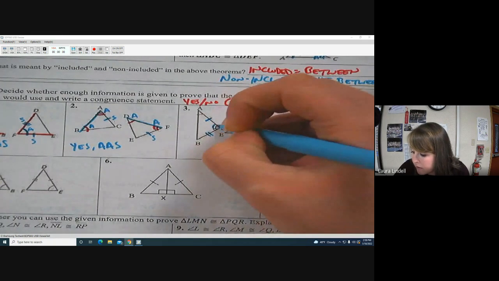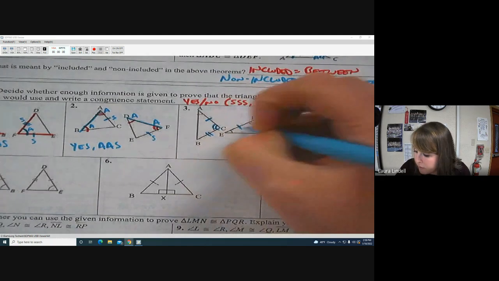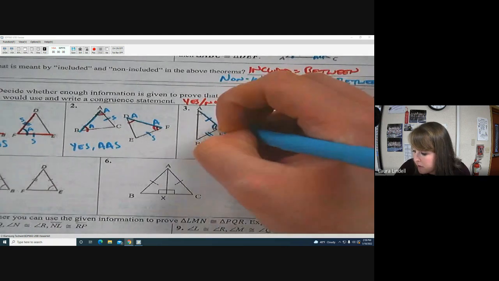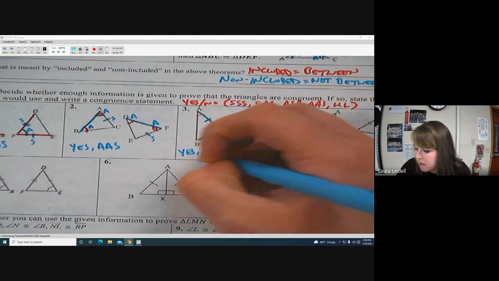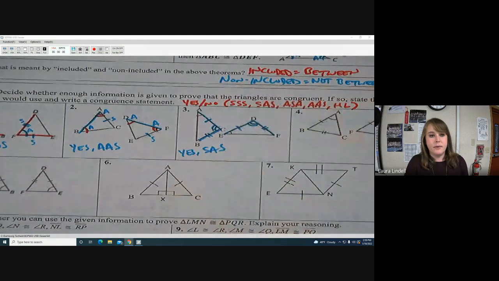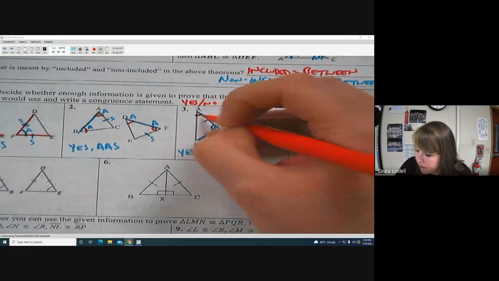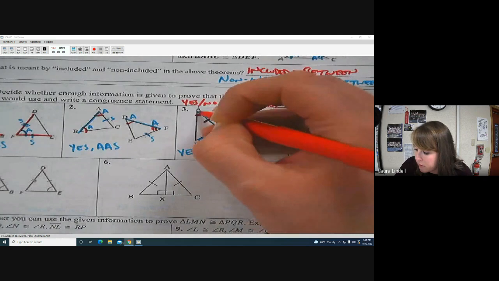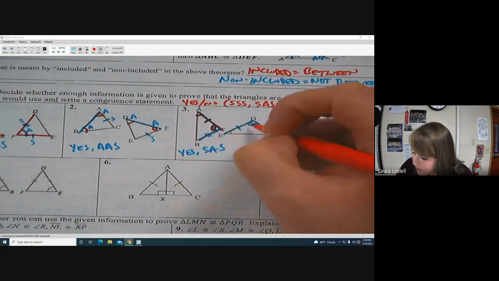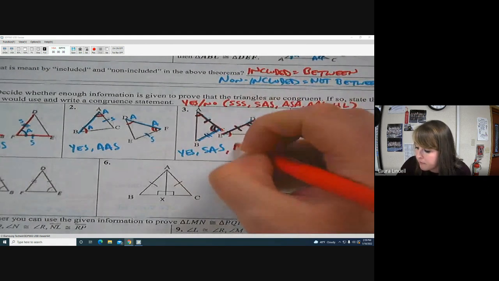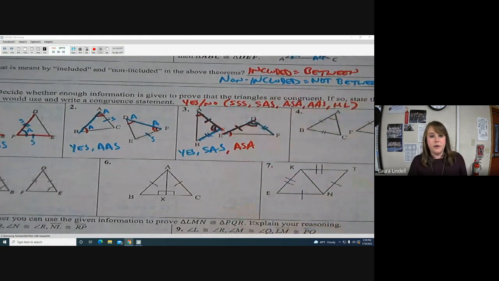So SSS isn't going to work, but I can see an SAS situation going on where we have these two sides and this angle included. These two sides and this included angle. We do have a side, angle, side situation here. So we can say yes, SAS is one reason that we could say that these are congruent, but why stop there? We also have angle, side, angle, because we have these two angles and this included side. These two angles and this included side. So ASA works. And actually, AAS also works on this one.